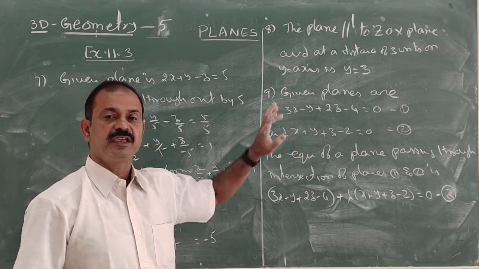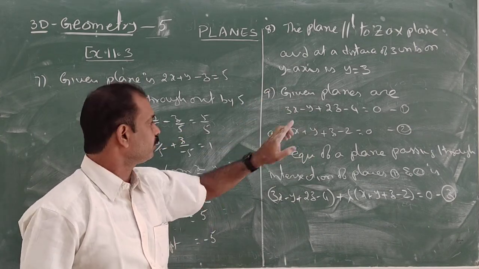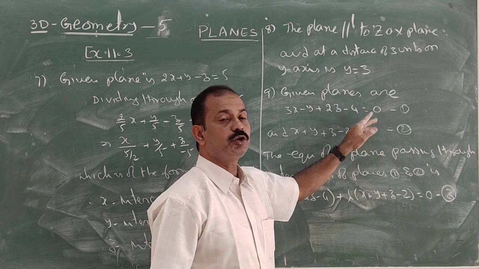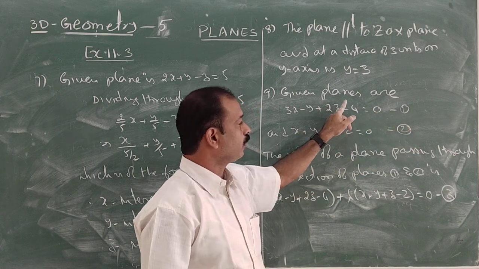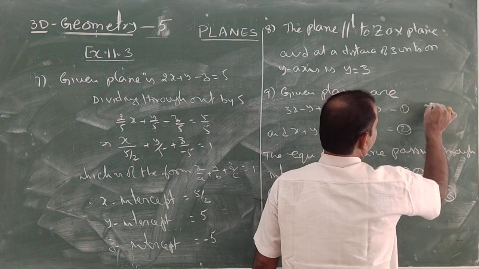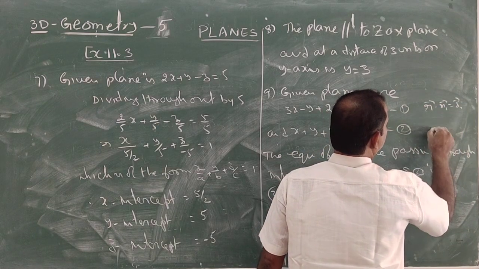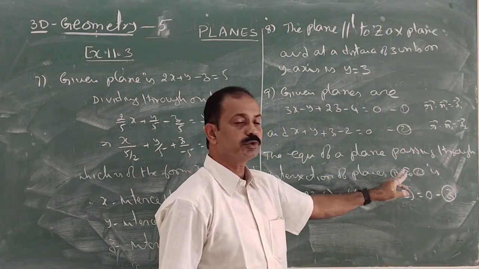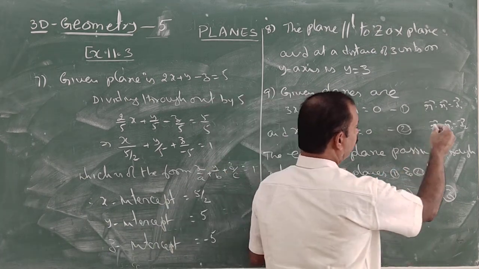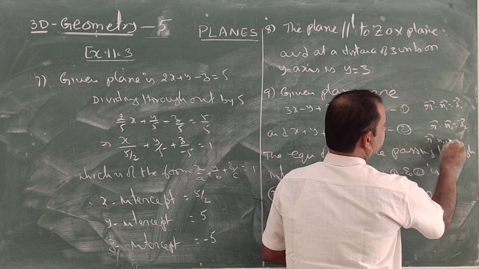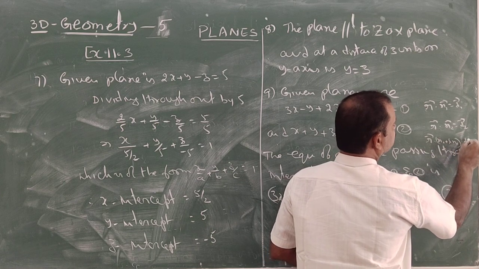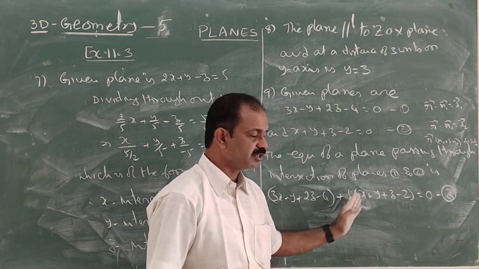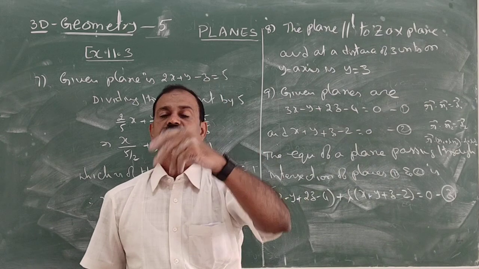That's all, just combining. Even in the vector form, if r dot n1 equals d1 and r dot n2 equals d2, then the plane passing through the intersection of the two planes will be r dot (n1 plus lambda times n2) equals d1 plus lambda times d2. So as it is, you have to write it. After this, the conditions will change.